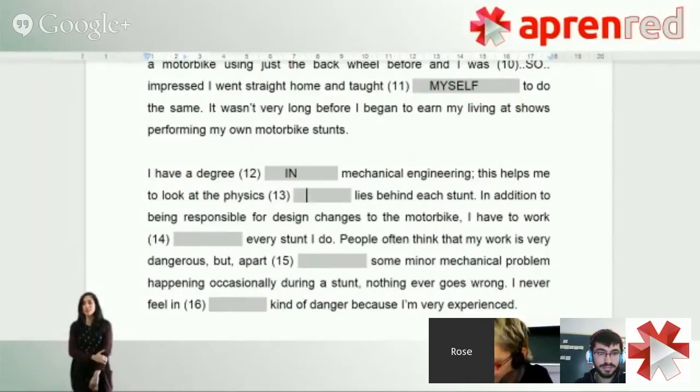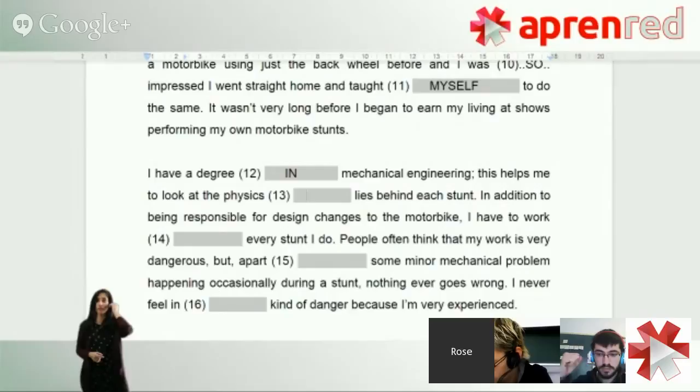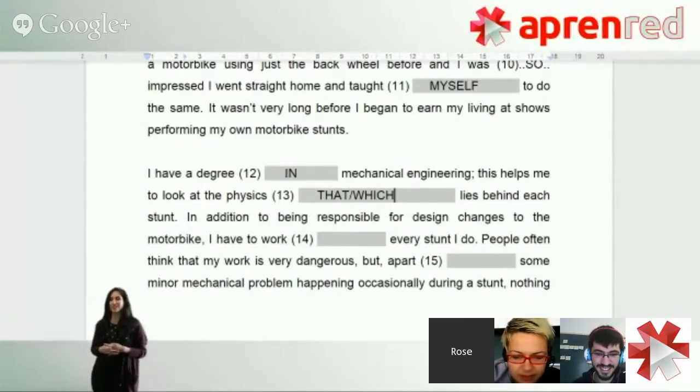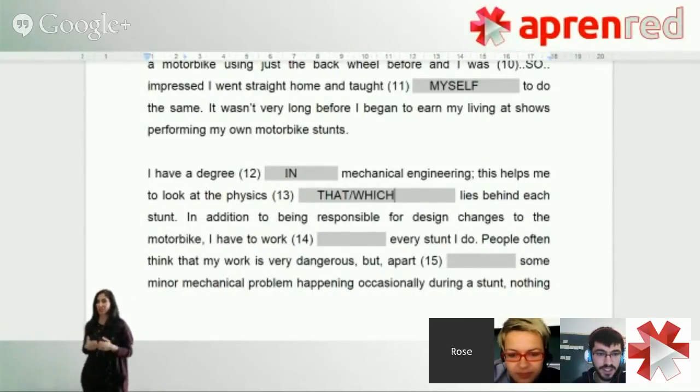In 13, you could use which, like Jose Juan said, or that. Both are correct. Which and that. The physics which lies behind each stunt. Okay, continue reading, Jose Juan, please.